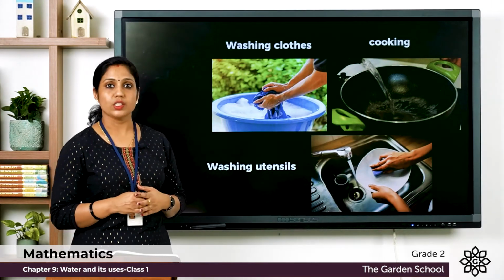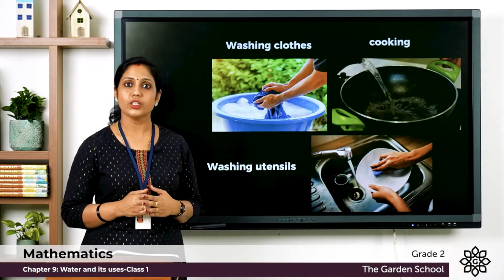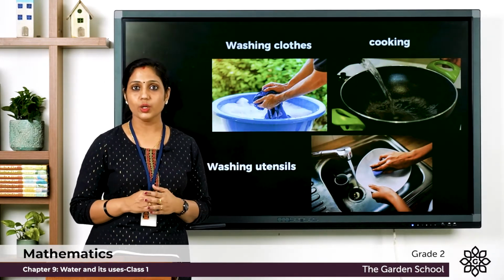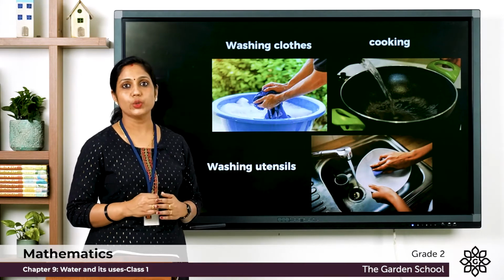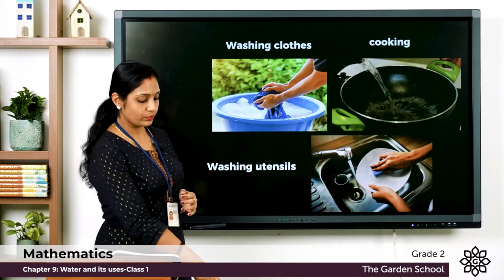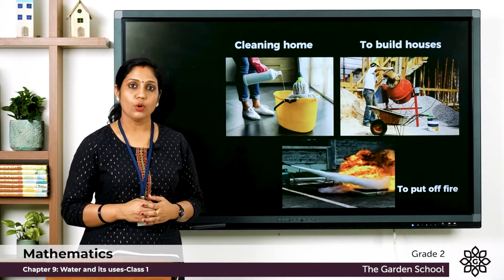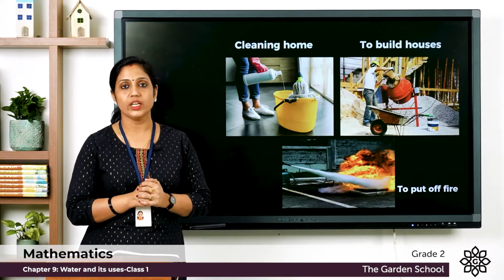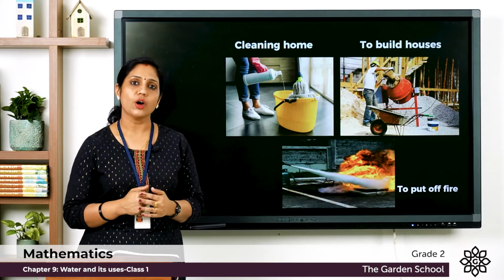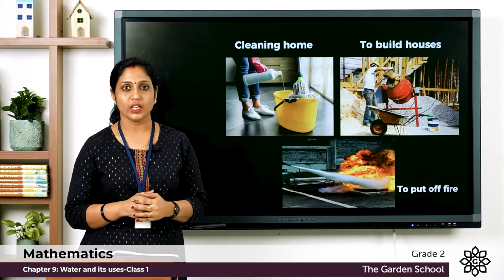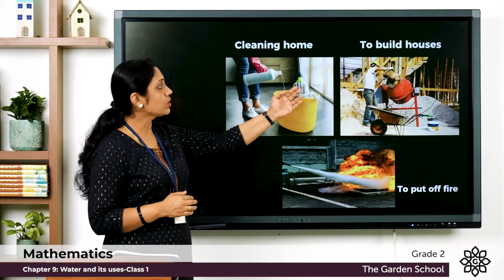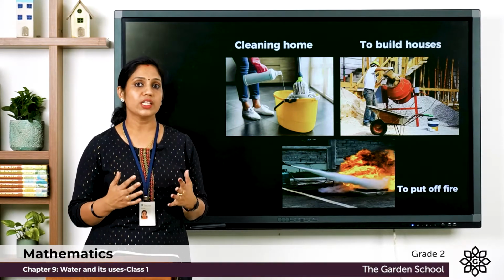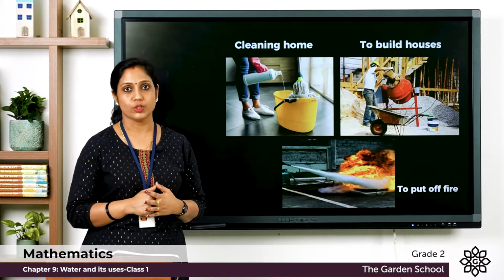For washing clothes, how do we wash clothes? We need water to wash clothes. And also, for cooking, we need water. And for washing utensils, we require water. For cleaning home, to build houses and to put out fire also, we need water. To clean your homes, how do you clean? You need water to clean your homes, right? And for building houses, we need water. And when there is fire in some places, you can see fire engines using water to put out fire.